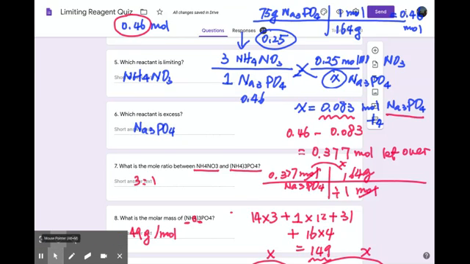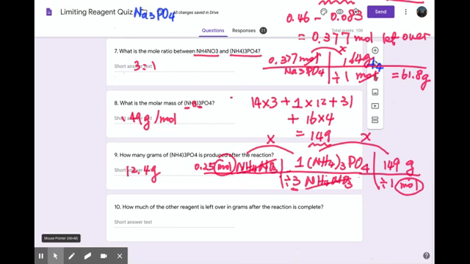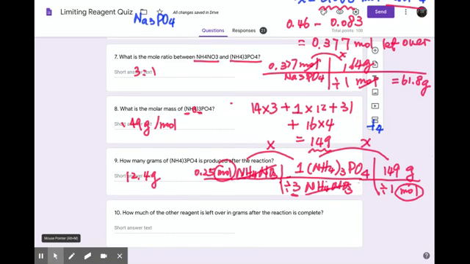So your final answer is 61.8 grams. All right, that's the end of this quiz.